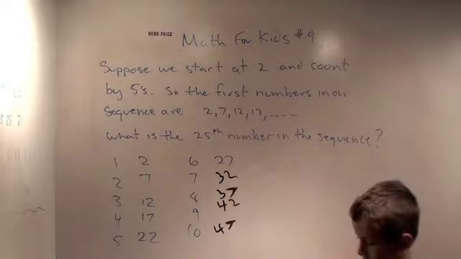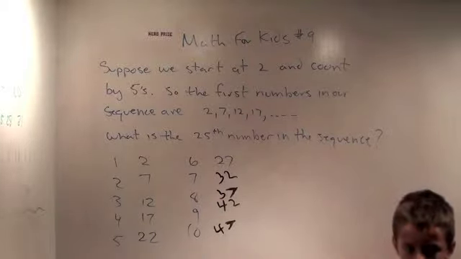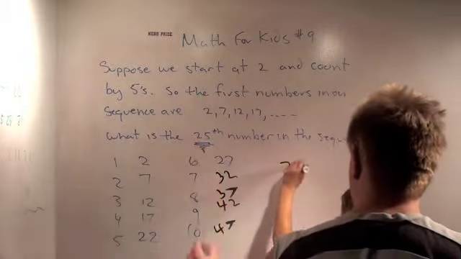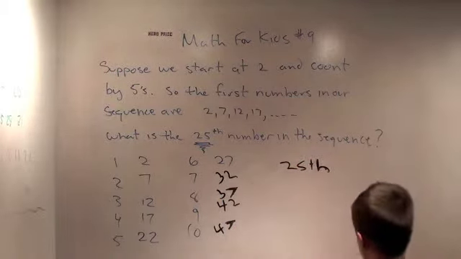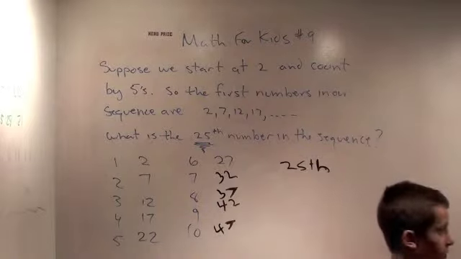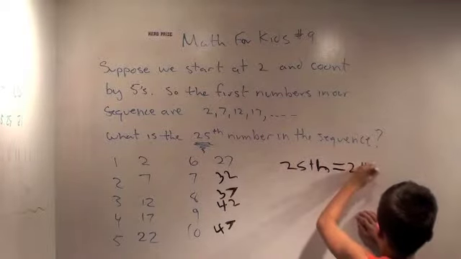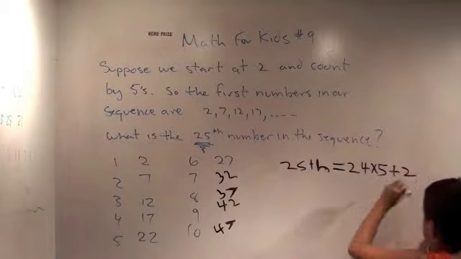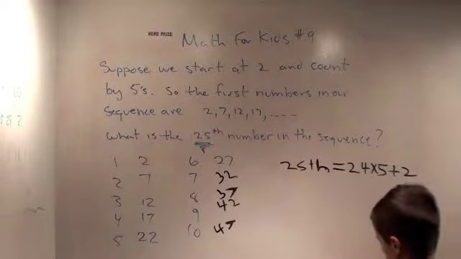Hey, so this actually looks like a pretty neat pattern, doesn't it? Now, for our 25th number, it's going to be 24 times 5. The 25th number equals 24 times 5 plus 2. Very good. So what is 24 times 5? Or 5 times 24, either one.